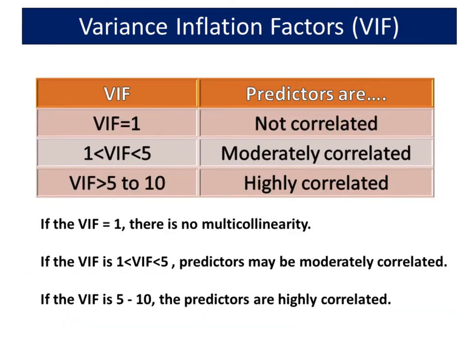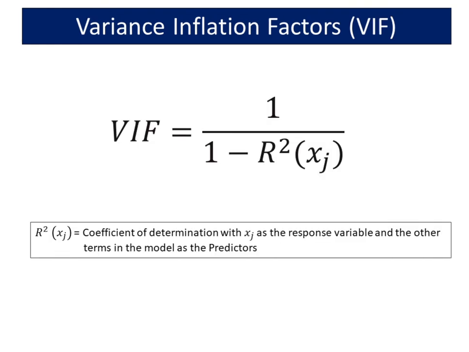How do we interpret the variance inflation factors for a regression model? If the VIF equals 1, there is no multicollinearity. If the VIF is between 1 and 5, predictors may be moderately correlated. If the VIF is between 5 and 10, the predictors are highly correlated. VIF is 1 divided by 1 minus r squared, where x sub j is the response variable and the other terms in the model are the predictors.